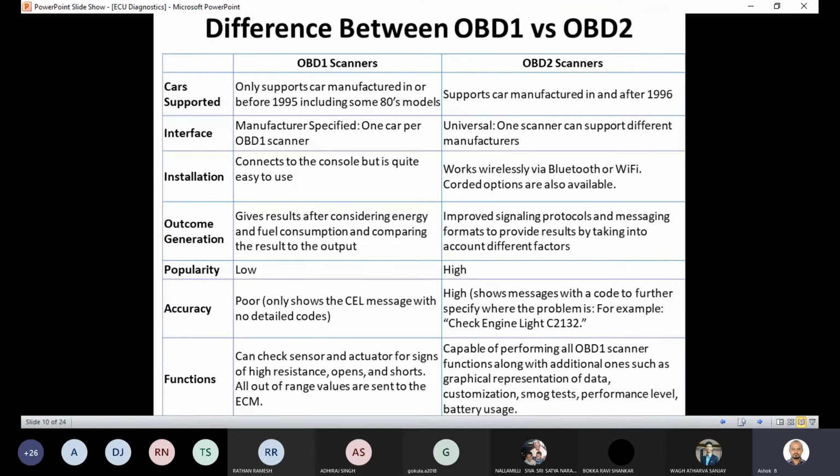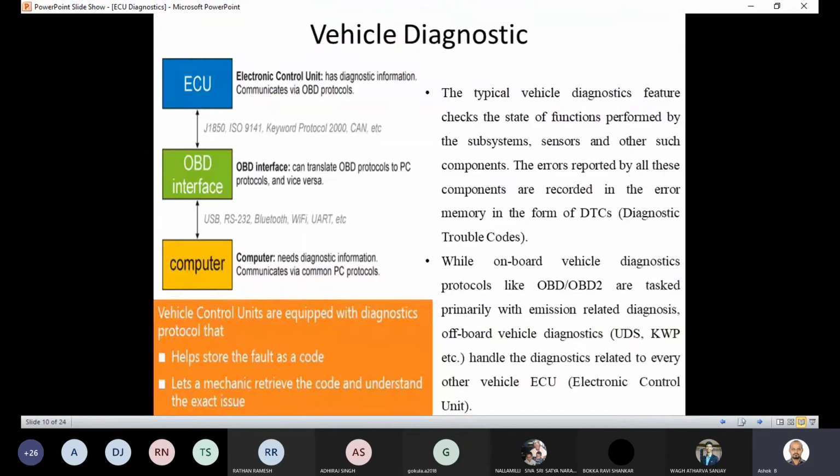But in the case of OBD1, it will just check the primary fault, like whether the circuit is open or closed, with some limited diagnostic value only. Whereas OBD2 can give higher level sensor faults, and each fault will be associated with a code, with customization and performance levels. A number of parameters have been introduced in the modern day OBD, that is OBD2.